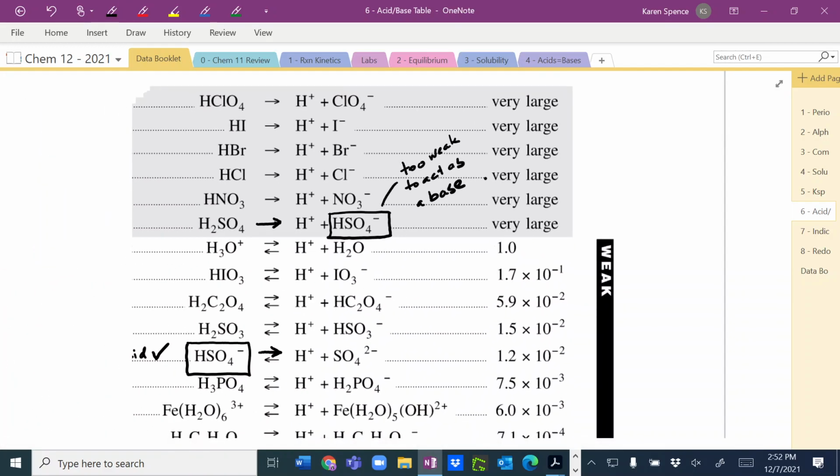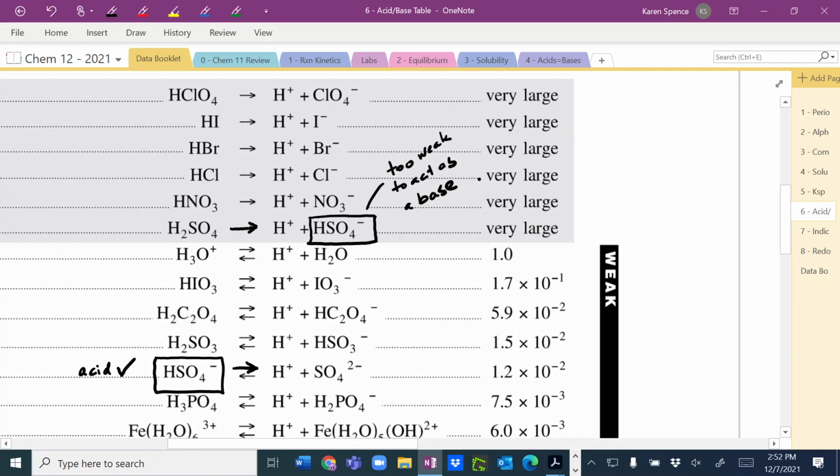So is HSO4 minus amphiprotic? No. Okay? It is the only exception to that rule that I know of. Okay, it's the only common exception, certainly.